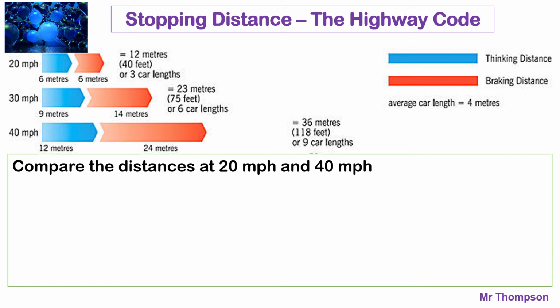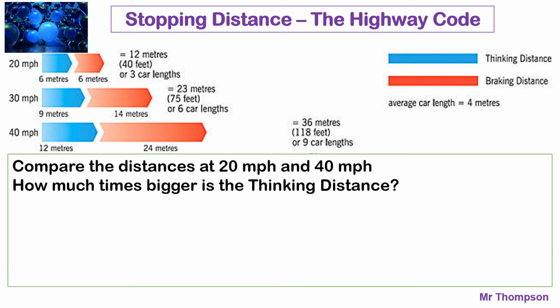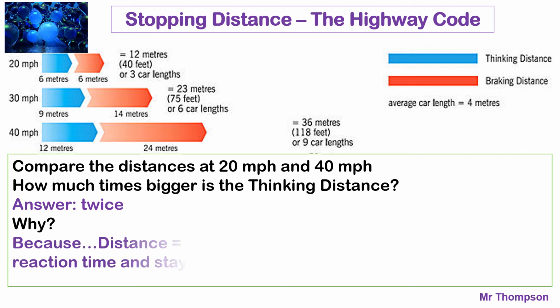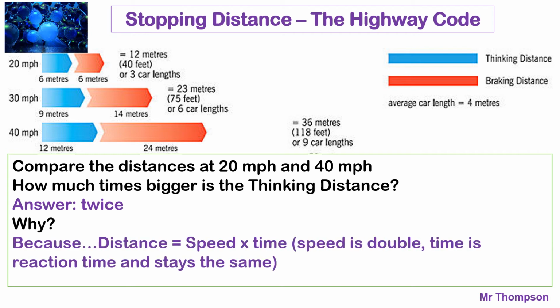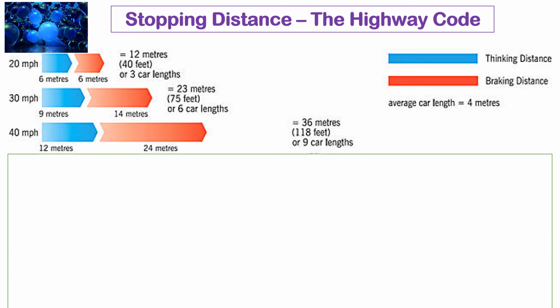Compare the distances at 20 and 40. So how much times bigger is the thinking distance? Well, that's quite straightforward. It's just twice. And that's probably what you'd expect. If you travel twice the speed, you're going to travel twice the distance because you're traveling twice the speed, but in the same time. So that's a directly proportional relationship. Okay, distance is equal to speed times time. So speed doubles, time, reaction time, stays the same.